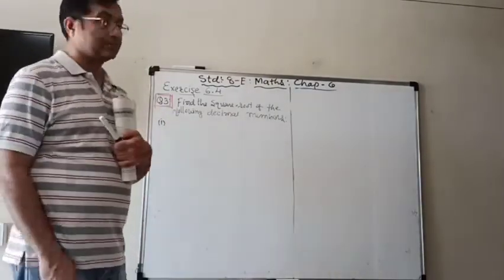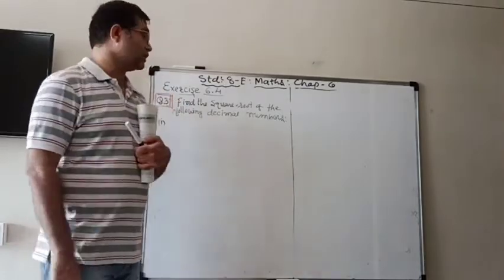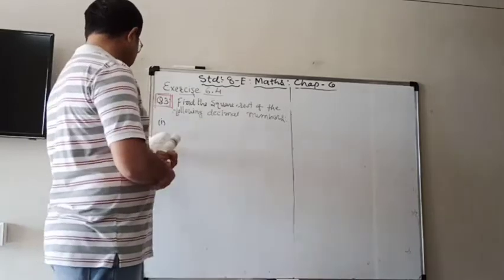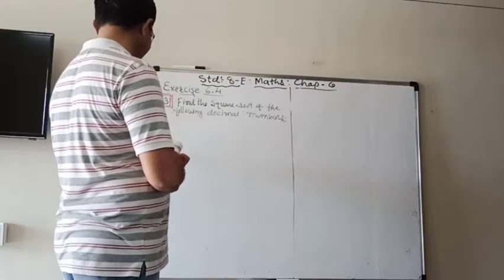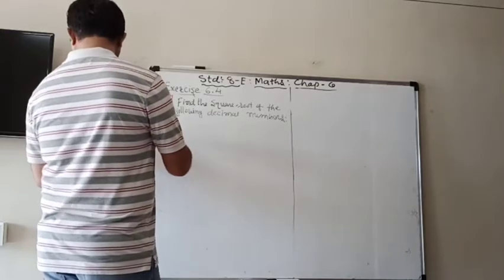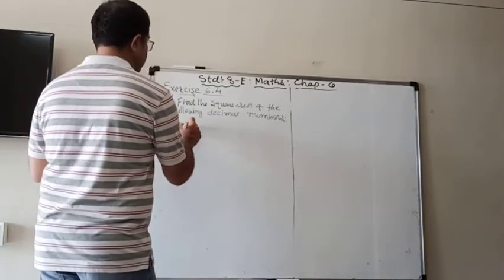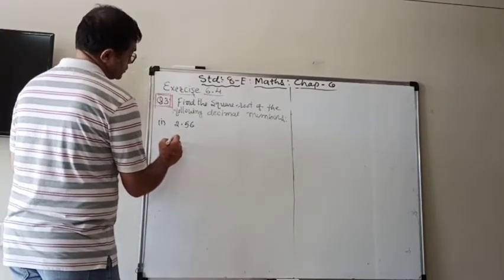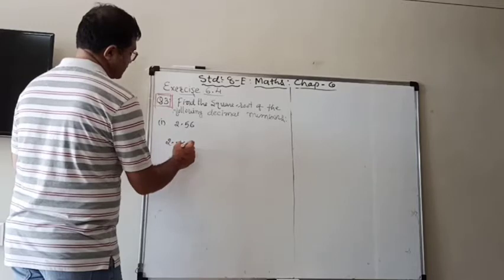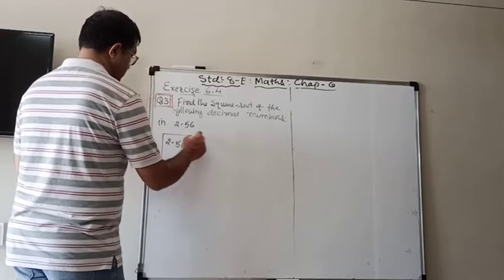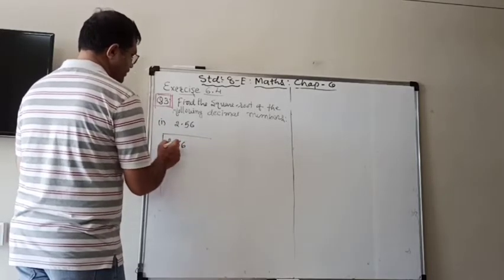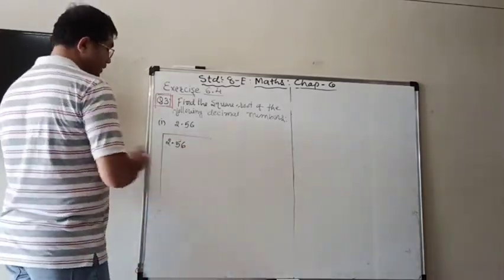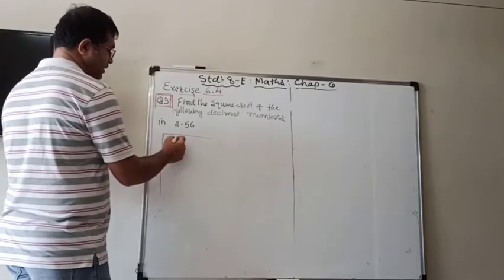Now question number 3. Find the square root of the decimal numbers. So let's do a few of them. First one is 2.56. Very simple, but we can take it. Now when the numbers are with the decimal, then you have to make pairs on this side only first and then that side.